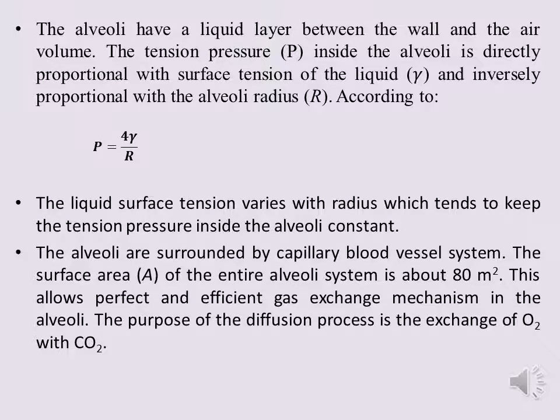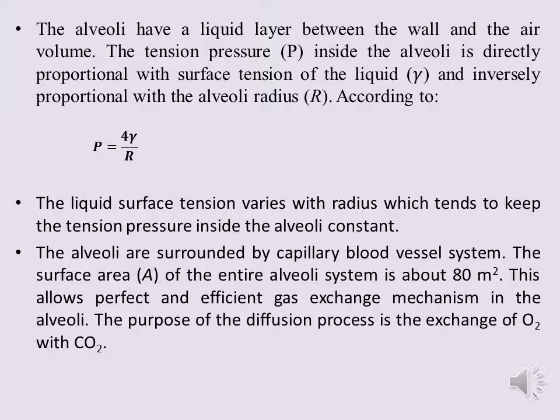The alveoli have a liquid layer between the wall and the air volume. The tension pressure, P, inside the alveoli is directly proportional to the surface tension of the liquid, gamma, and inversely proportional to the alveoli radius, R, according to pressure equals 4 times the surface tension divided by the radius of the alveoli. The liquid surface tension varies with radius, which tends to keep the tension pressure inside the alveoli constant. The alveoli are surrounded by a capillary blood vessel system. The surface area, A, of the entire alveoli system is about 80 square meters. This allows a perfect and efficient gas exchange mechanism in the alveoli.